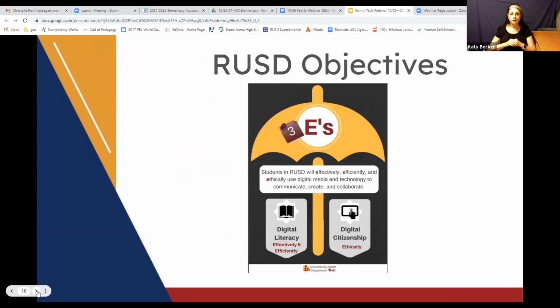So I want to begin by providing you with the objectives that RUSD has identified. RUSD identifies that students will effectively, efficiently, and ethically use digital media and technology to allow them to communicate with each other, to create things, and to collaborate with each other. This is known as the 3 E's within RUSD.